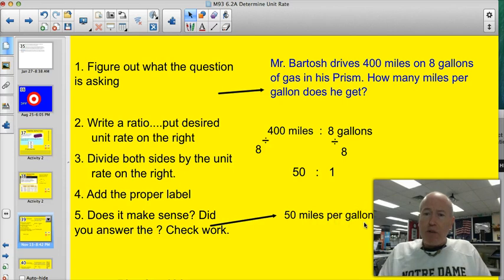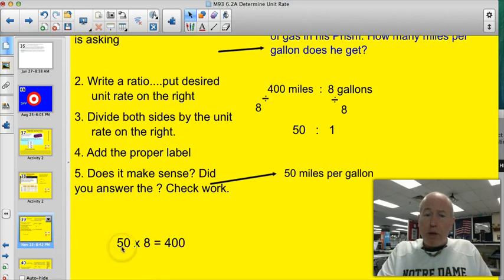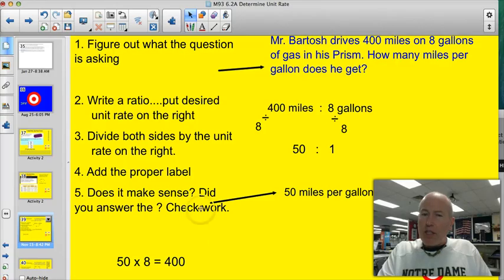And then ask if it makes sense. Well, yeah, if he drives 50 miles per gallon, that would be 100 miles on 2 gallons, and so on. All right? You can check your work too, just by popping it back in. 50 miles per gallon times 8 gallons is 400. All right? That's the nuts and bolts of it.